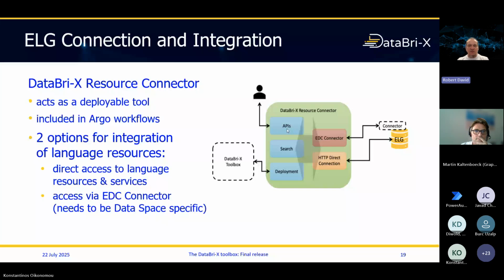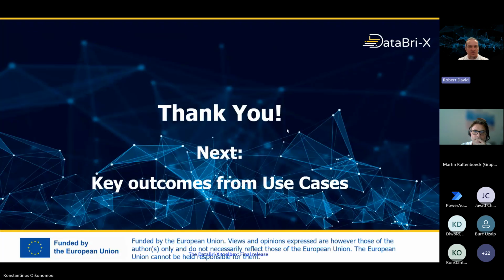Why did we go that way? Because resources that are openly available don't require this sovereignty. They don't have these requirements, so we can actively pull in openly available resources. However, if there is still some need for sovereignty, you can still use this approach also via an EDC connector. Next slide, please. And I think that's all from my side.